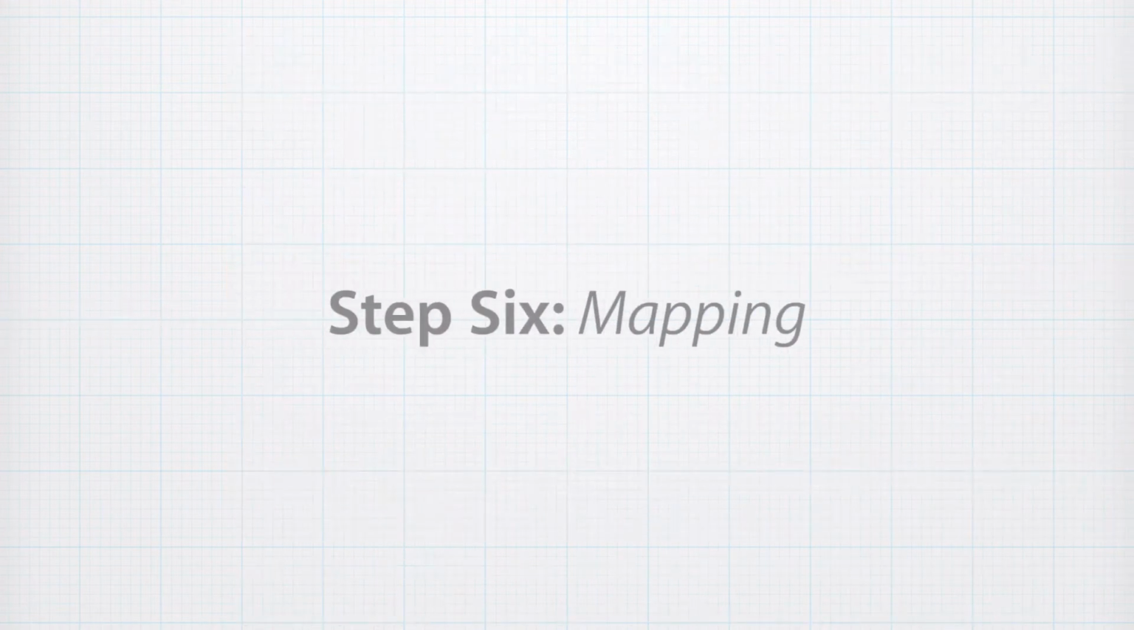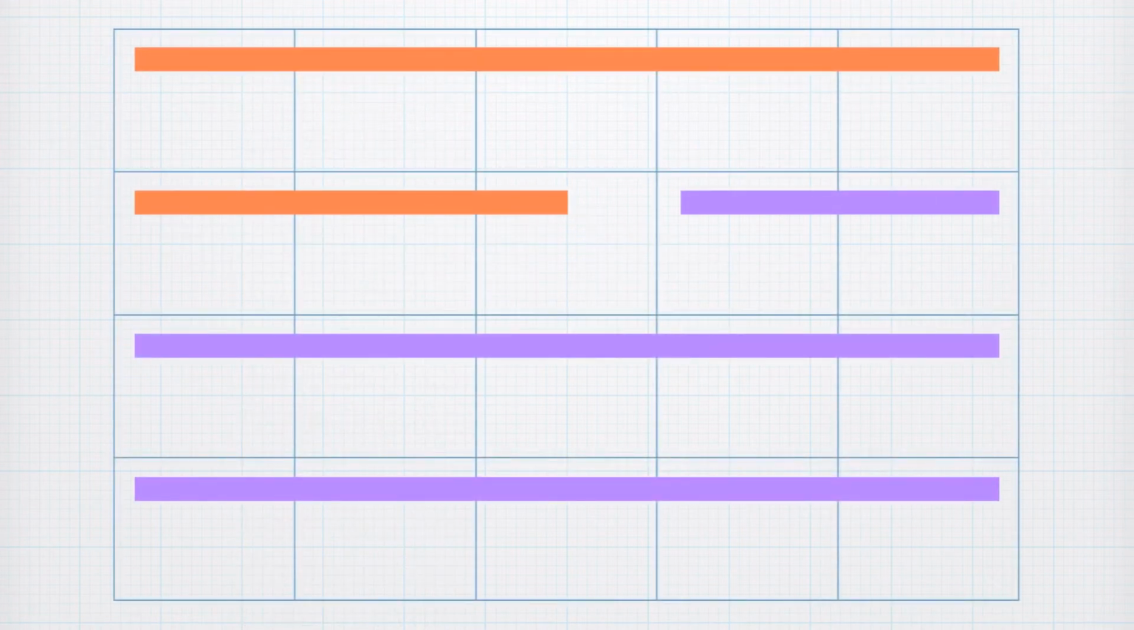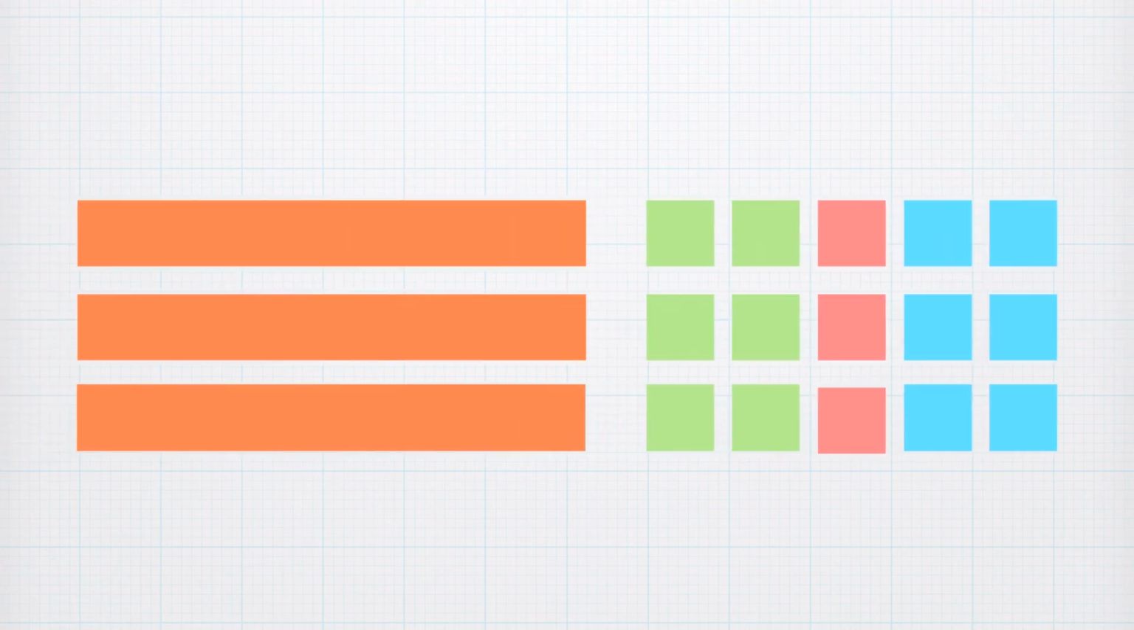And the reason for that is that in step 6, mapping, I'm going to be taking these units that I've just outlined and placing them into my school calendar, making sure that there's a good balance in the type of outcomes I'll be focusing on within each term. So now that that is all done, I'm going to go back to my first unit in the school year and start planning out my assessment tools.